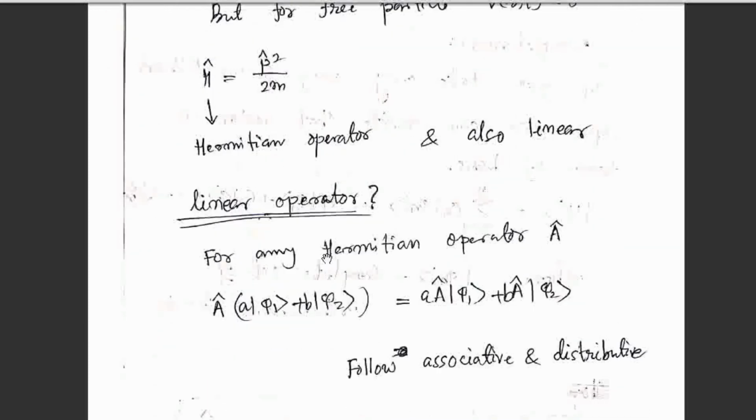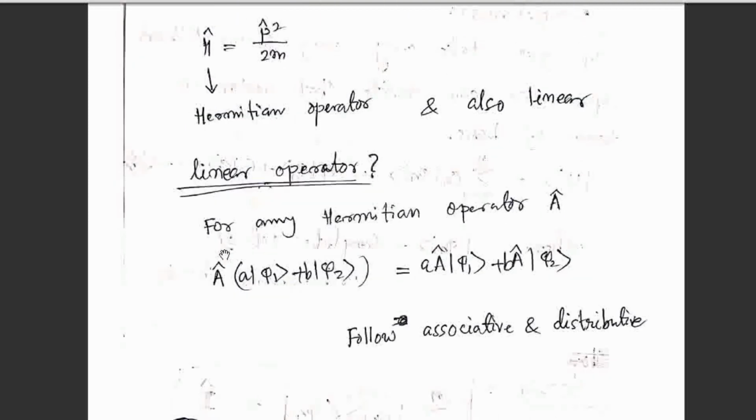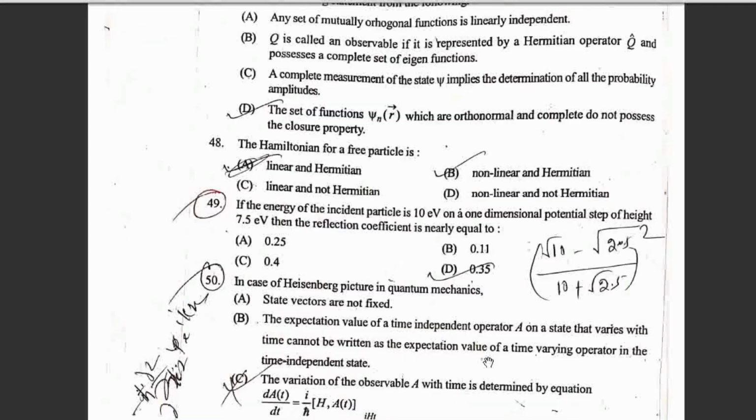And if you want to know what a linear operator is, this is the condition of a linear operator. If that operator satisfies this condition, where A and B are two scalars, that may be real, that may be complex, anything. Okay, and this is the associative and distributive property. Okay, so option A is the correct one for question 48. Now question 49 is easy. It is given that the incident particle energy is 10 electron volt, and the potential step has a height of 7.5 electron volt. Okay, and we have to find the reflection coefficient.